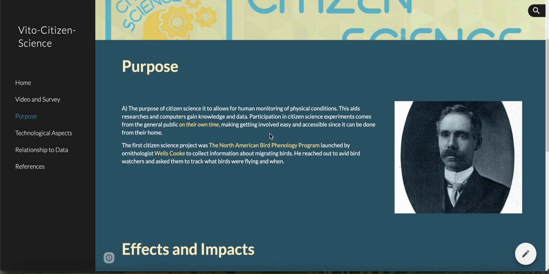But if you go into higher levels of citizen science, you can start getting paid for it if you're very advanced in the field that you're doing. It was created by Wells Cook, as you can see over here on the right. His first project was the North American Bird Phenology Program.